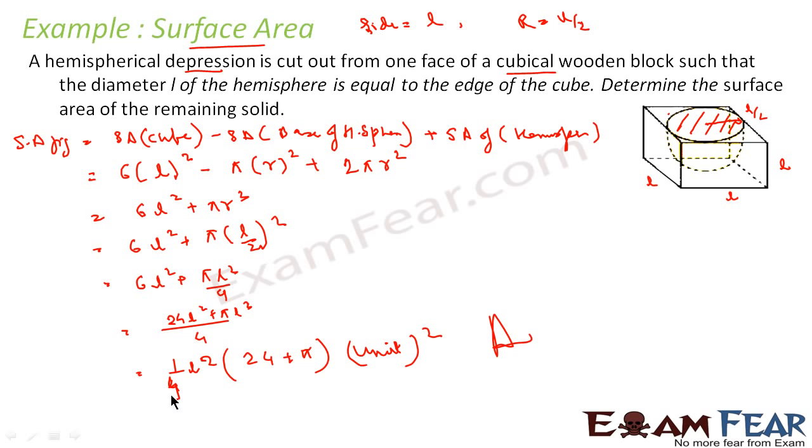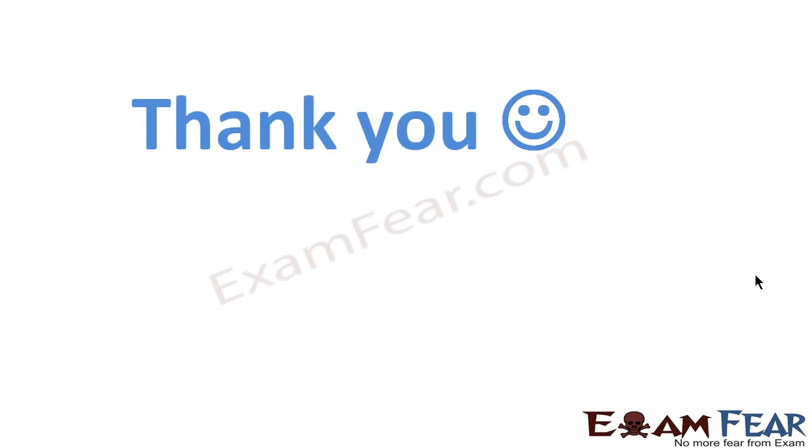See, the questions are simple. The only thing is you have to understand the figure. If you understand the figure, you understand which area to subtract, which area to add, which area to ignore. You have to just apply the basic formulas: surface area of cube, cuboid, hemisphere, and then get the answer. We'll take some more examples. The more questions you solve, the better will be your understanding. This is what. Thank you.